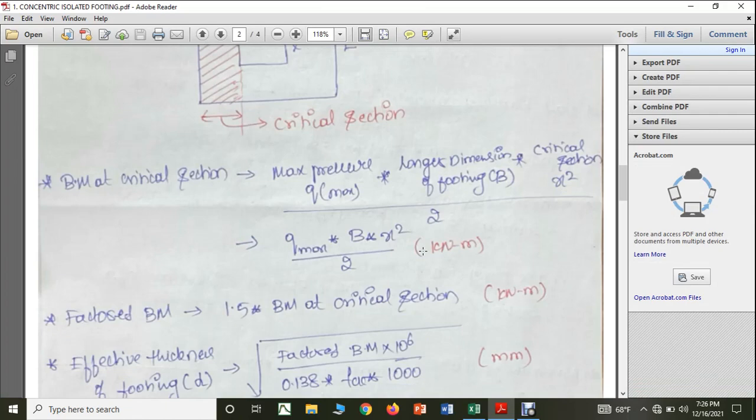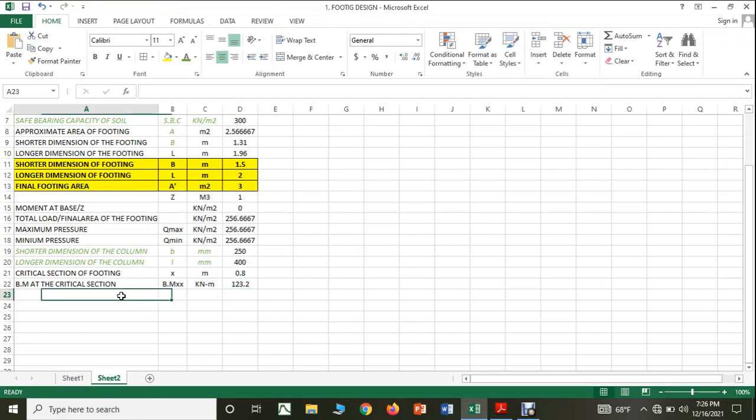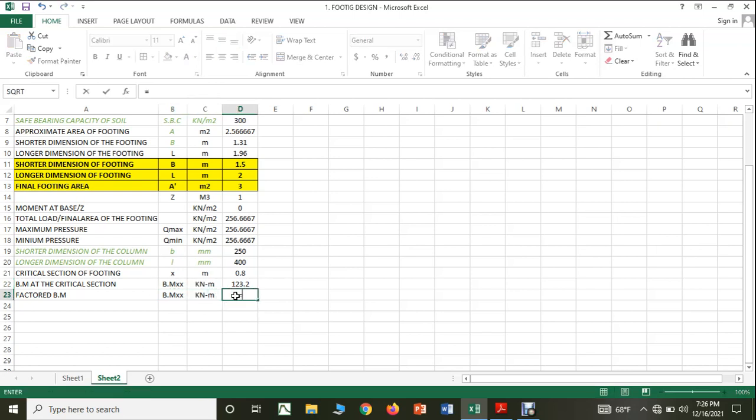And finally you have factored bending moment, right? Factored bending moment. So I can write this same thing here. So here it is nothing but 1.5 multiplied by this value. So that will be your factored bending moment.